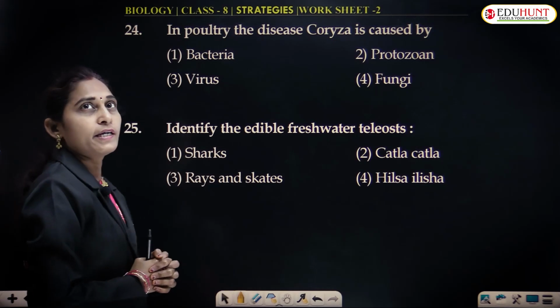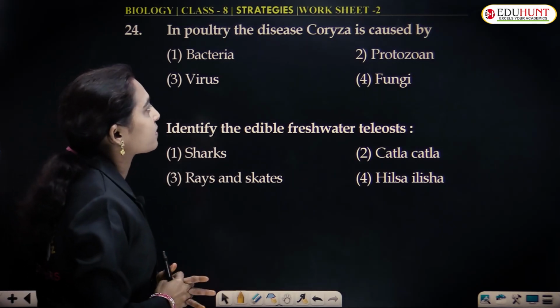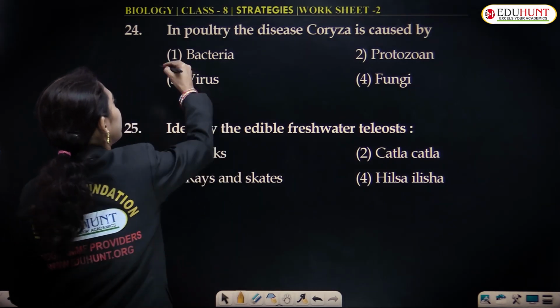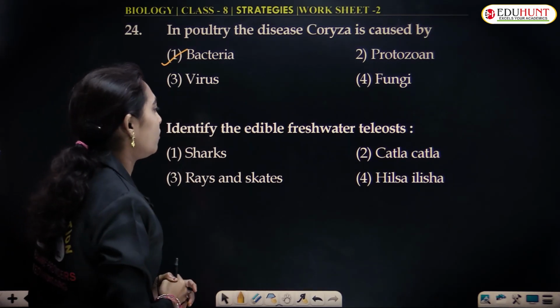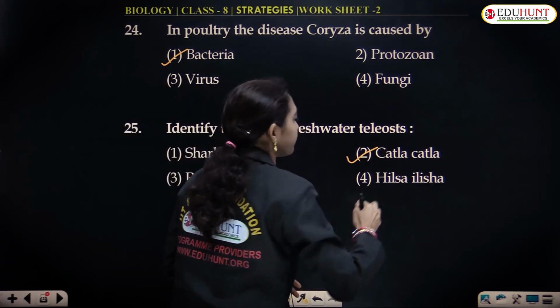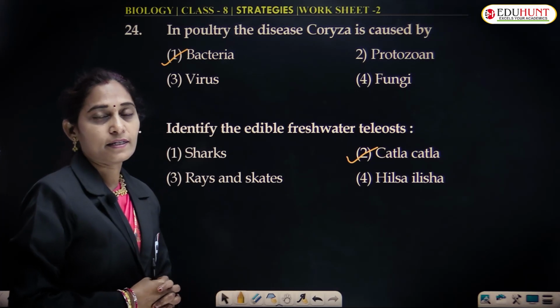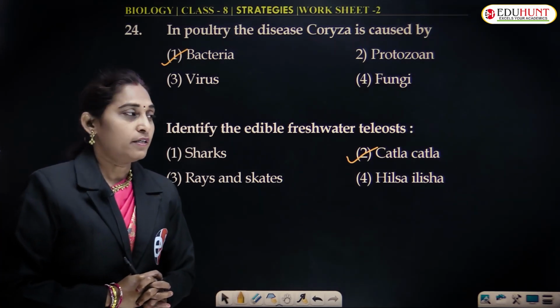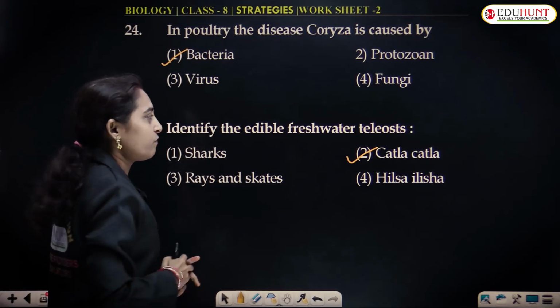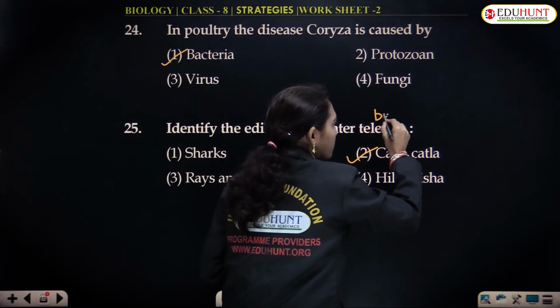In poultry, the disease coryza is caused by a bacterium. It is a bacterial disease. Identify the edible freshwater teleost. It is Catla catla. Catla catla is an edible teleost fish. Teleost fish is a bony fish.